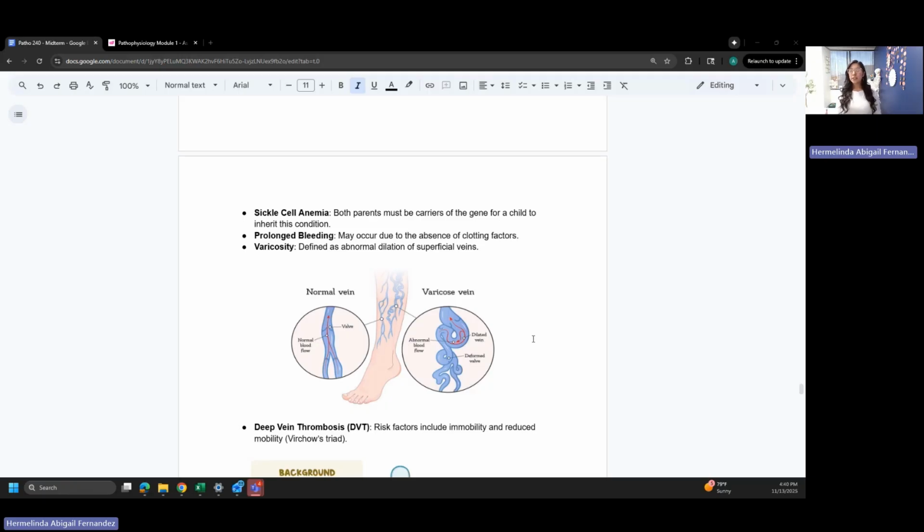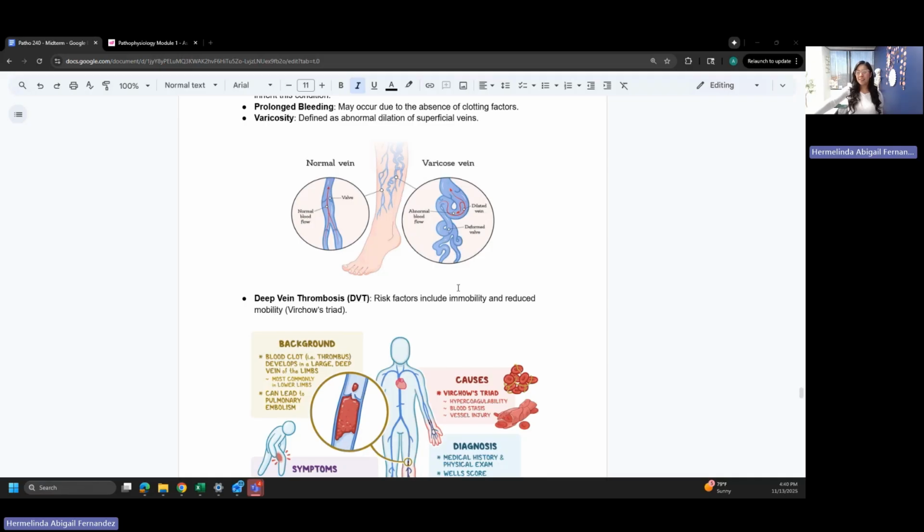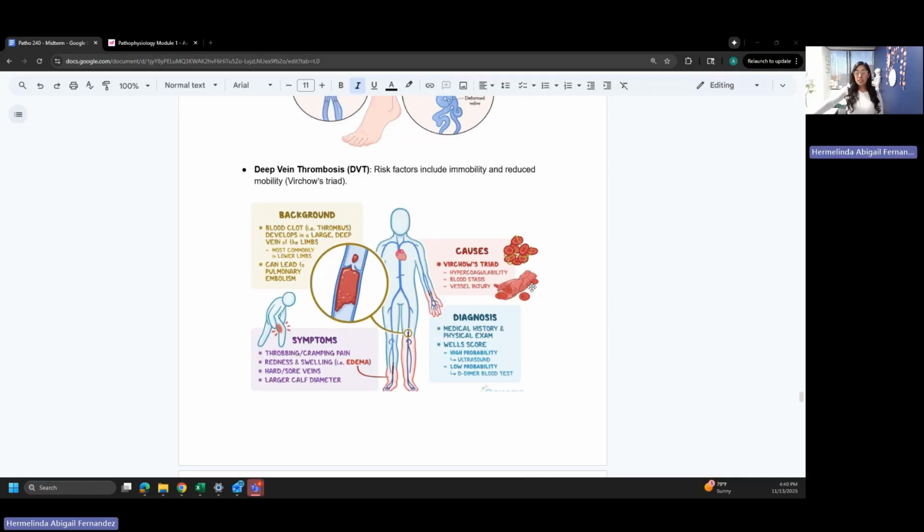Varicosity, this is defined as the abnormal dilation of the superficial veins. So normal vein, varicose vein. DVT, or deep vein thrombosis, some of the risk factors may include immobility and reduced mobility. So the Virchow triad.